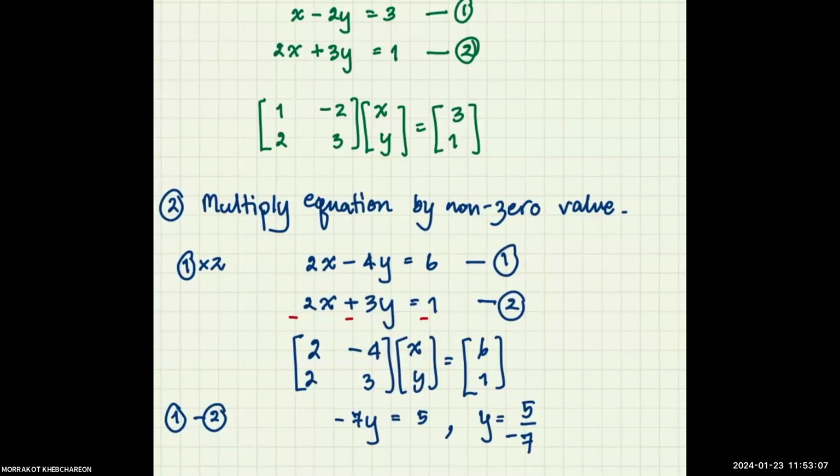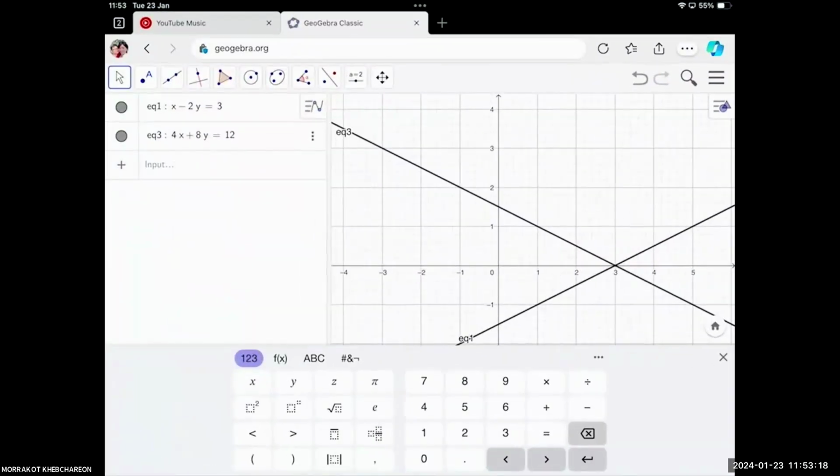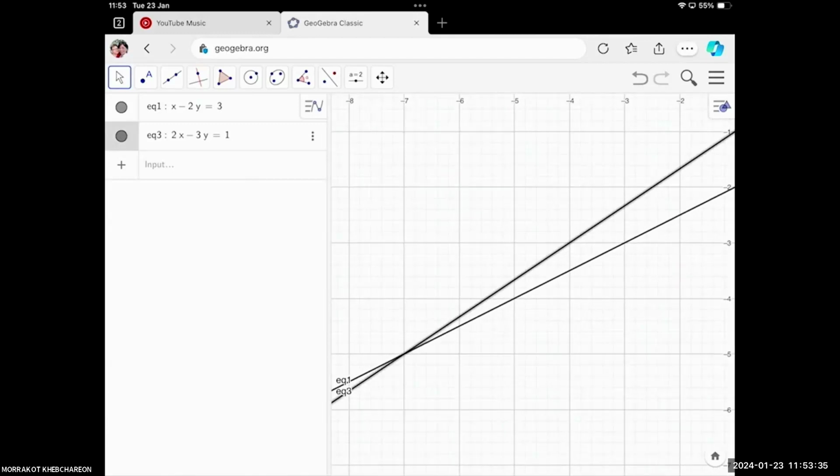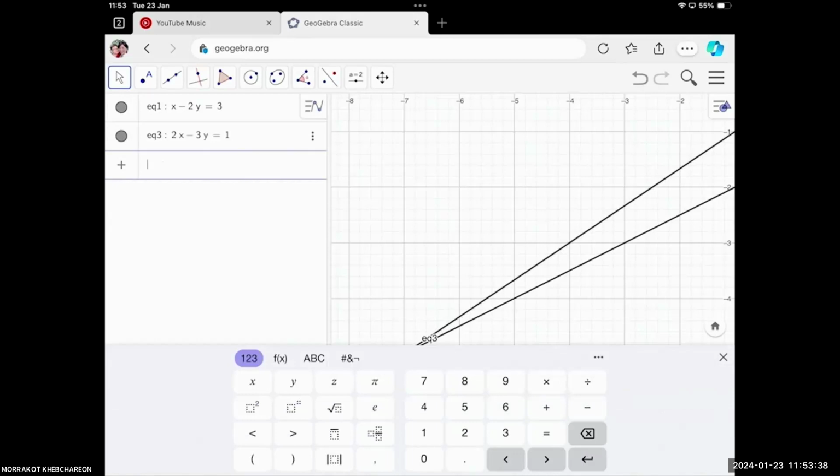x minus 2y equal to 3. 2x plus 3y equal to 1. Okay, these two lines intersect here, okay? And the equation y equal to minus 5 over 7.